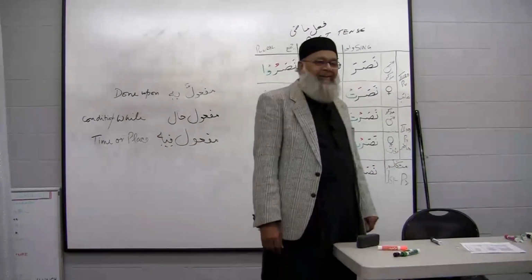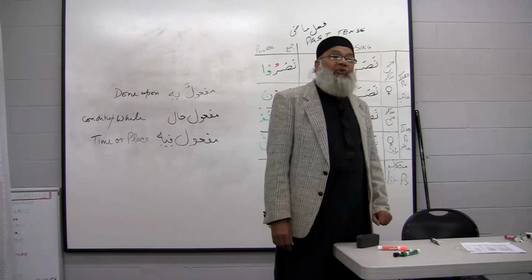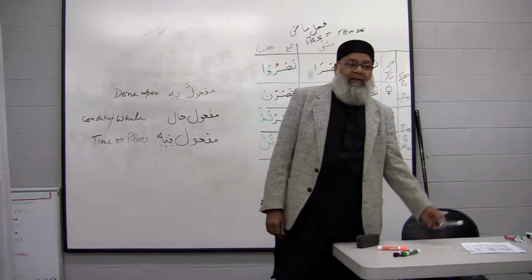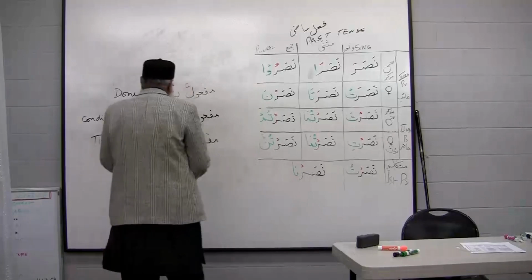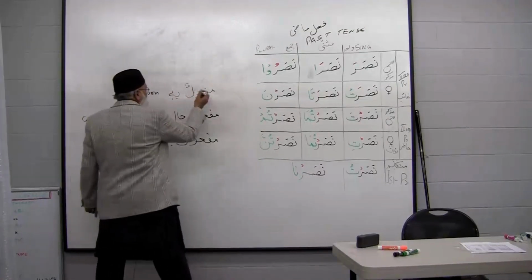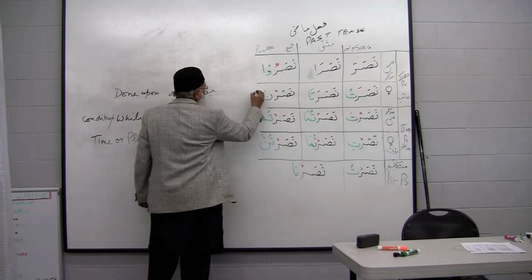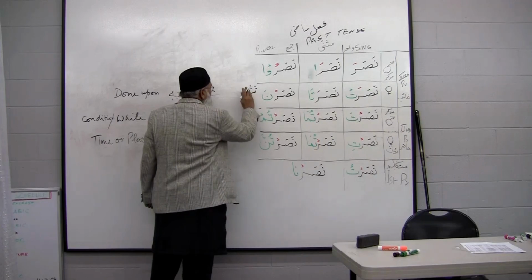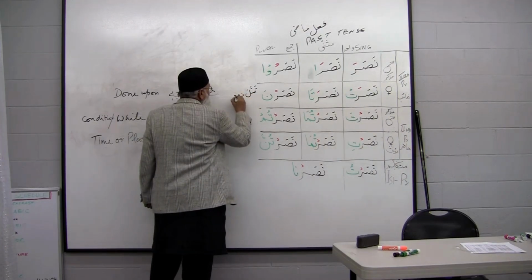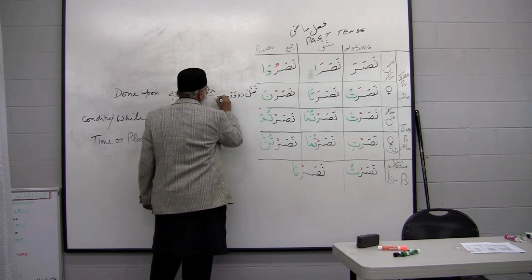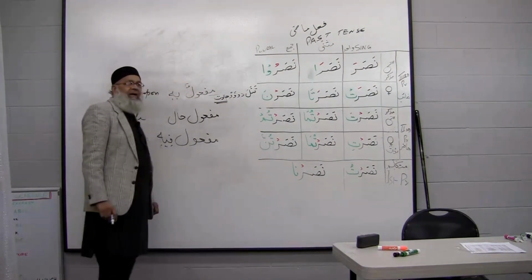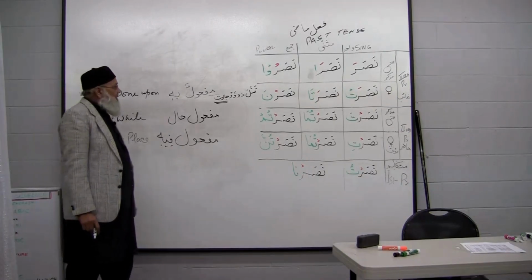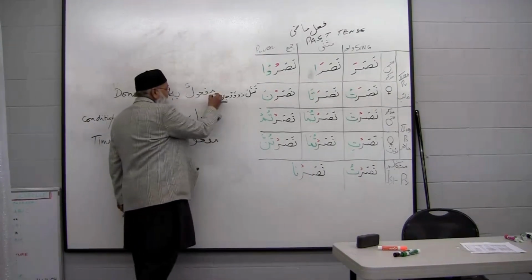Allamtuhu, I taught him in the morning. So keep on write down examples. Example of this is Qatala Davudu Jaluta. Qatala Davudu Jaluta. So this is the victim of the act of killing. So this is in nasab form, Jaluta.